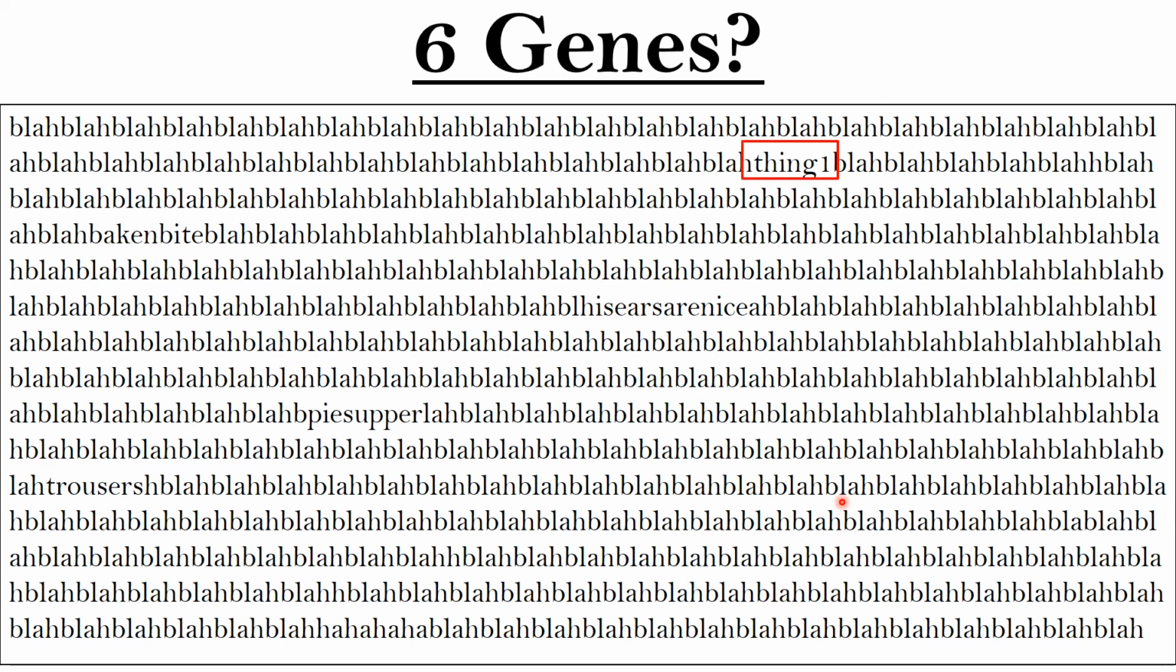So there's the first one, thing 1. Bacon bite is gene 2. His ears are nice is number 3. Pie supper is 4. Trousers over there is 5, and then the last one. Did anyone get this? It's right down there. It was ha ha ha ha. So again, just an illustration of what your DNA looks like.